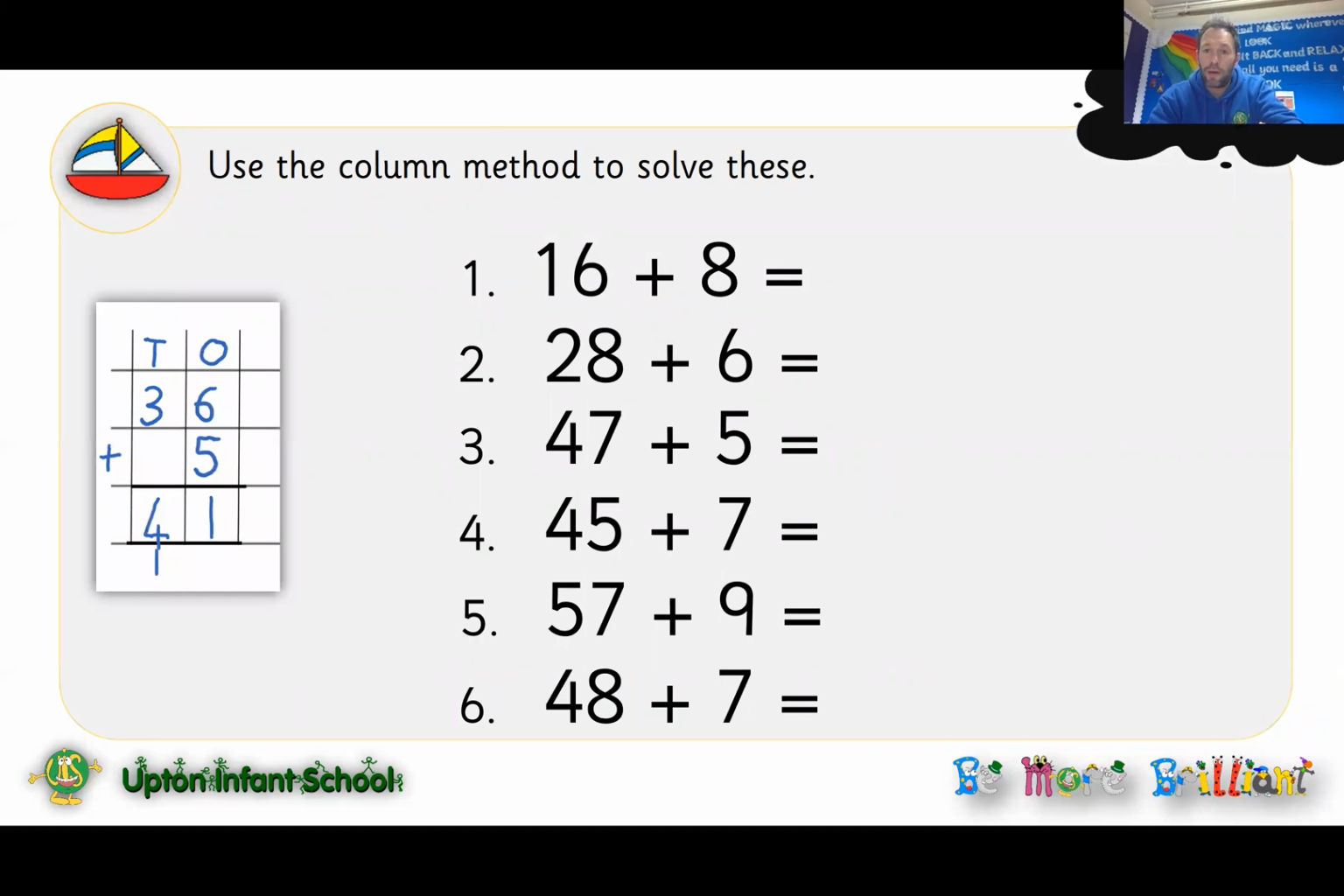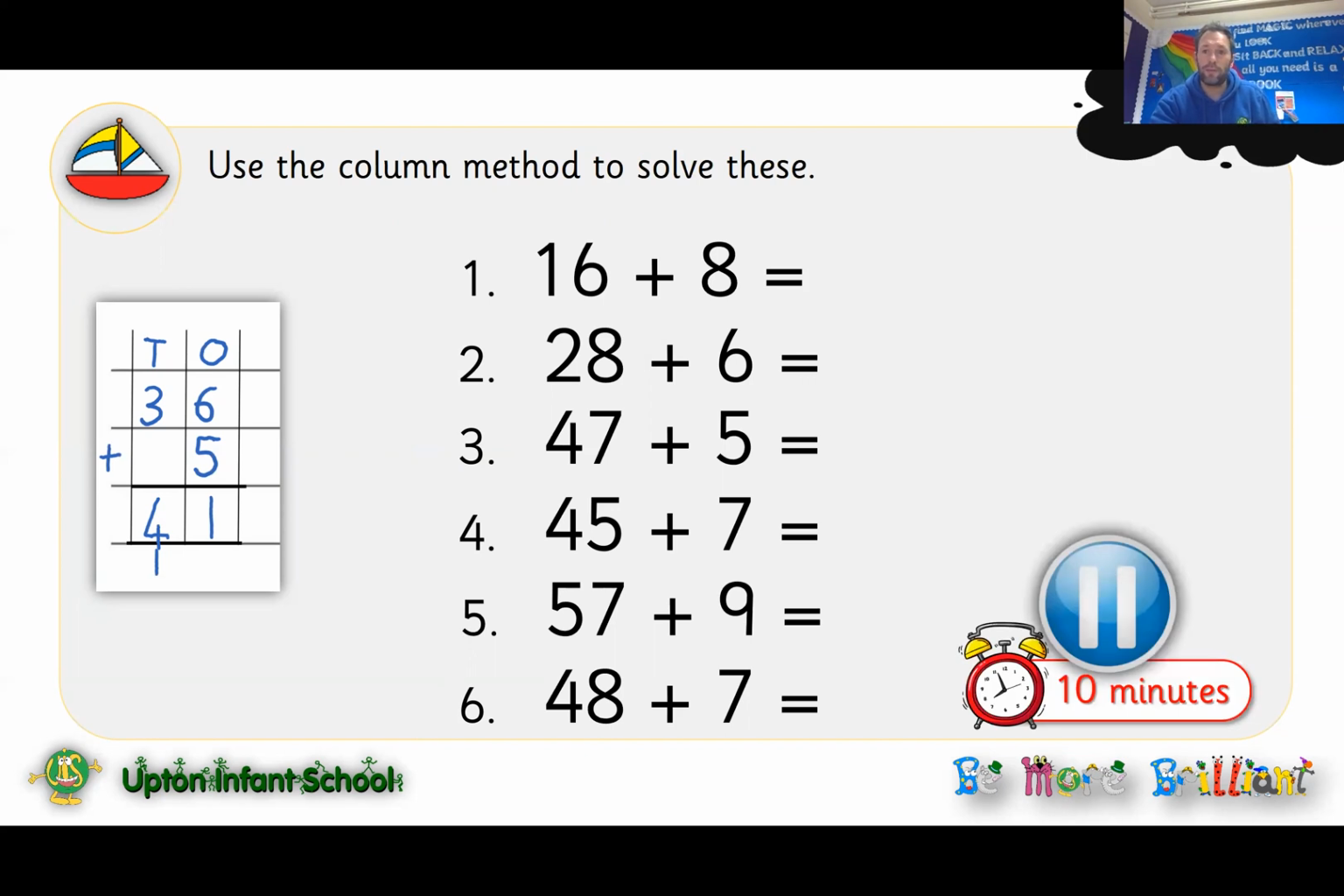Now you may want to go on to this challenge, and most of you will be able to try this. Same again, we're going to use our column method, as you can see in the little picture, but this time when you add down your 1s column, you'll have so many 1s that you will need to exchange. You will need to carry over a 10 into that 10s column. Pause the video if you want to try these ones.